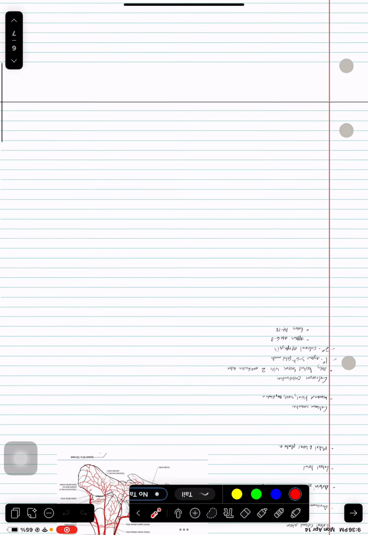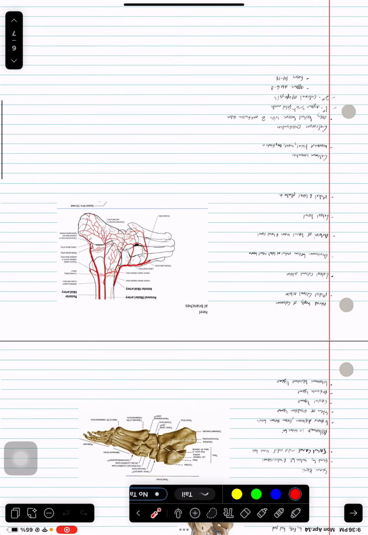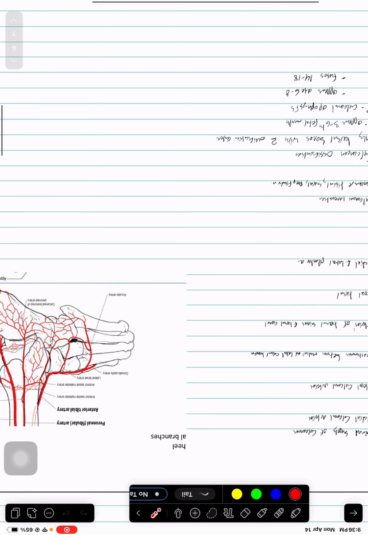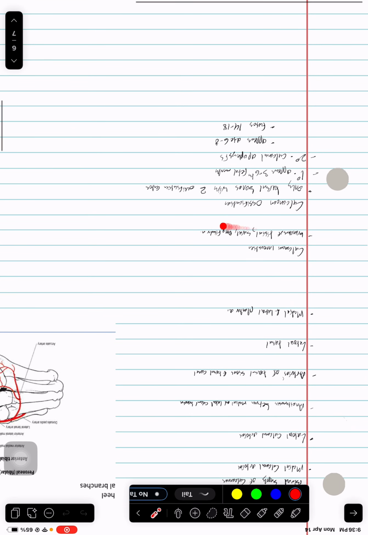The innervation of the calcaneus, we don't have a picture for the nerves, but it is innervated by branches from the tibial, sural, and deep fibular nerve. So don't forget that the calcaneus has those innervations.